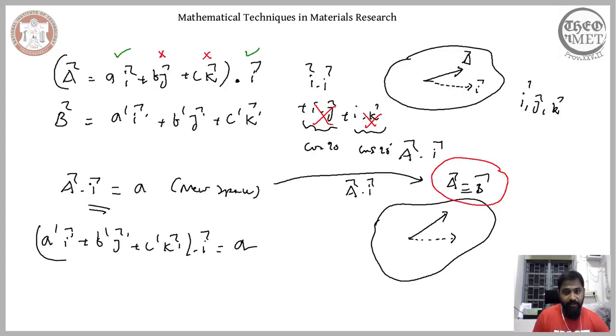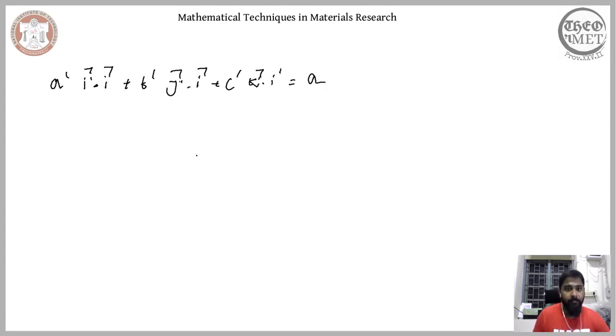So what essentially we have done is we have treated the dot product of the I vector with respect to these individual terms. So A prime I prime vector dot I vector, B prime J prime vector dot I vector, and C prime K prime vector dot I vector. So that is again equal to A.